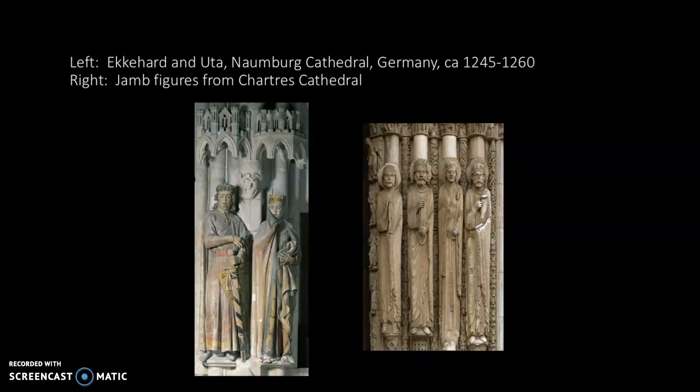They also have a different relationship to the columns. So again, comparing them to the earlier jamb figures from Chartres, we're about a few decades apart here, looking at Chartres and Naumburg. They are more independent. They're more bulky. They almost dwarf the architecture instead of the architecture overwhelming and defining them. They are also not delicate like the French figures. We might call them more solid and more Germanic, just emphasizing more cultural differences in general.